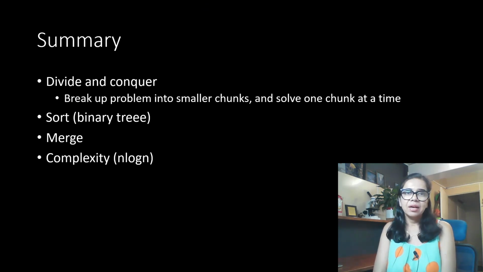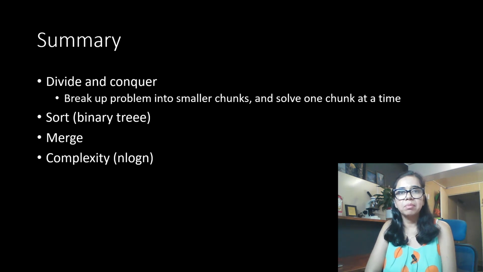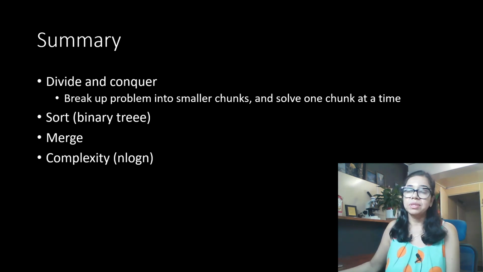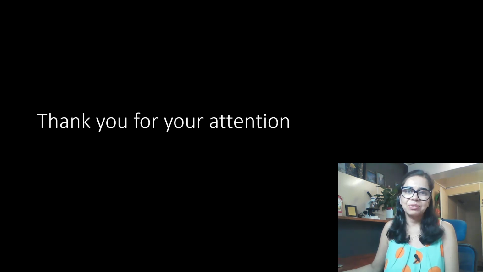So in summary, we applied the divide and conquer approach, where we broke up our initial array into smaller subarrays, and then we merged them while sorting. And the worst case complexity of this algorithm is n log n. I hope the merge sort algorithm is clear to you, and if you have any questions, let me know. With that, I would like to thank you for your attention.